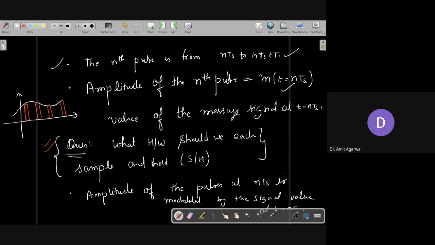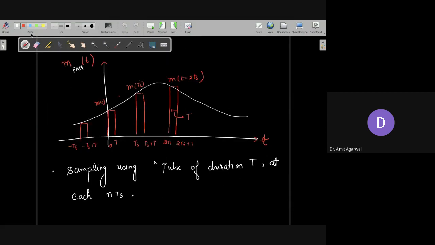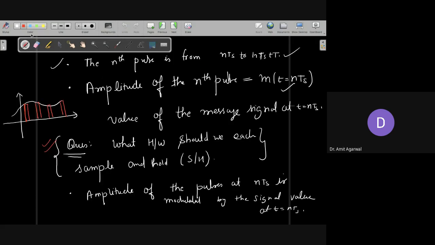As a communication engineer, as a mathematician, you can say yes, this is a train of pulses where the pulses have duration t. We are using a pulse of duration t at each time nTs, and the value of each pulse changes according to the value of the signal at that moment. But a network guy or a circuit guy can say you are doing sample and hold. So you say okay, it's not a big deal. Okay? So the amplitude of the pulse at nTs is modulated by the signal value at t equal to nTs. So it's okay. It's just a point.